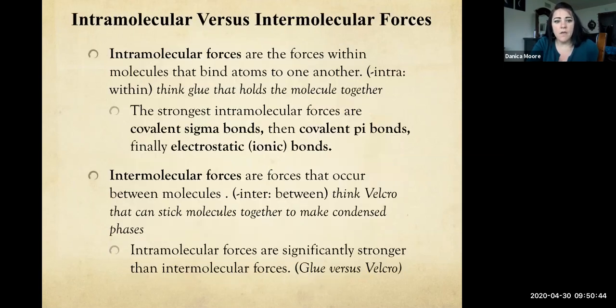Okay, so we talked about last class the difference between intramolecular forces and intermolecular forces. So intra, meaning within, is the glue that holds the molecules together. These would be covalent sigma bonds, covalent pi bonds, and electrostatic or ionic bonds. Intermolecular, inter meaning between, is like the Velcro that sticks molecules together to make condensed phases, right? Intramolecular are much, much stronger than intermolecular. Questions about that? So those are definitions you should definitely be familiar with for an exam. Cool?